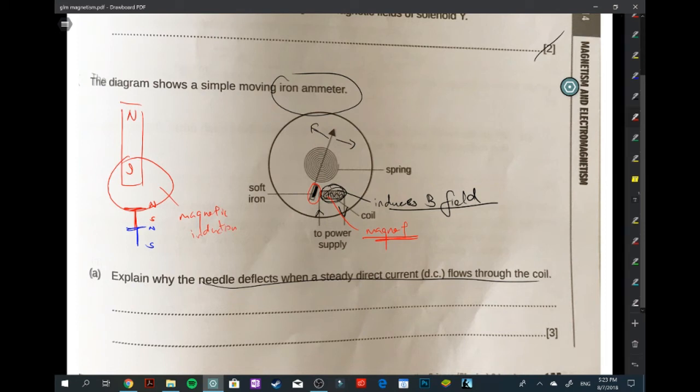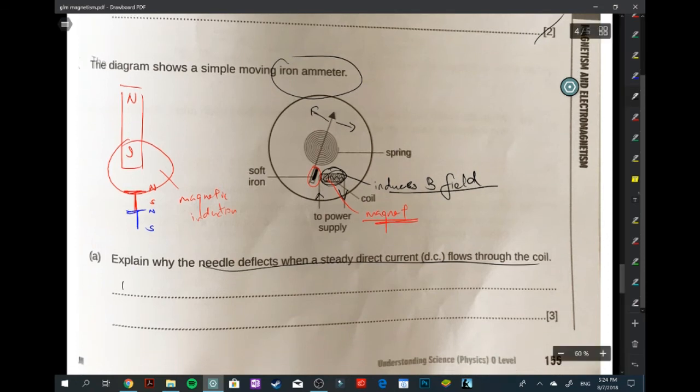So first thing first, when current flows through the coil, the coil is induced to become an electromagnet. So you can say that, or you can say that the coil produces a magnetic field. Either way, both suggest that the coil becomes a magnet. So I'm just going to write here: when current flows through coil, coil becomes magnetized, right?